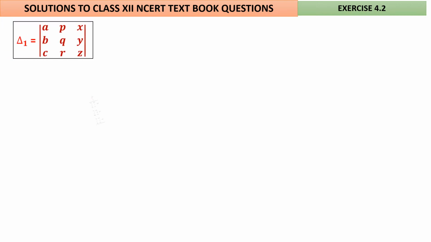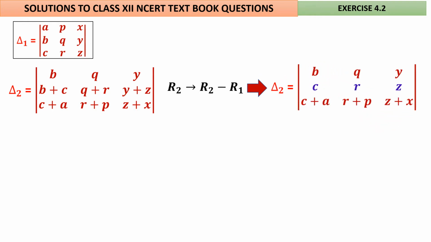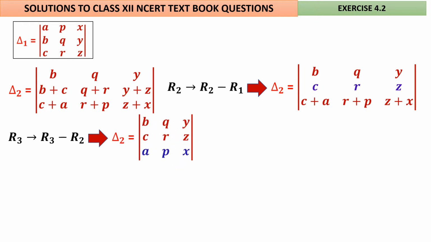Second determinant I will go for. You write R2 as R2 minus R1. That B plus C minus B, C will be there, Q plus R minus Q, Y plus Z minus Y. Therefore, you will get C, R, Z. Again R3 as R3 minus R2. Then you know that C will get cancelled now. C plus A minus C, R plus B minus R, Z plus X minus Z. So you got B, Q, Y, C, R, Z and A, P, X.